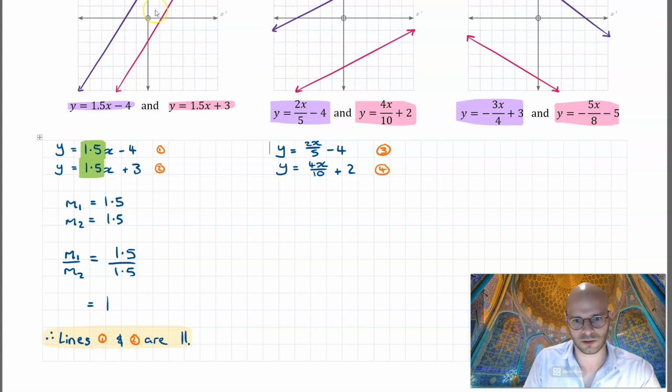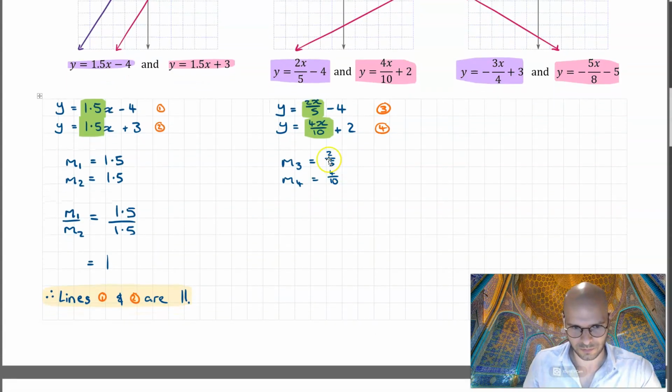Now, determining the gradients, we see it's the number in front of x. In this case, it's 2x over 5, so 2 over 5, and the second one is 4 over 10. To be explicit, we write these out: 2 over 5, 4 over 10. Now we step it up a little bit. We determine whether they are parallel or not using the exact same method as the last few examples.